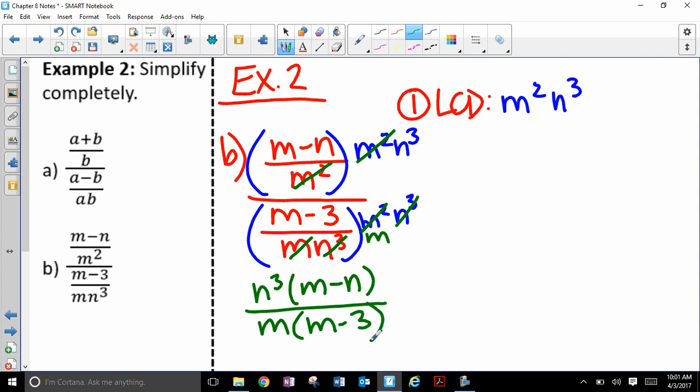Now we have a single fraction. Then we look to see if we can cancel anything, and we cannot. So then this is your final answer. So that's why we reviewed all of the multiplying of monomials and binomials and things like that, so that on this diagonal here, we can cancel some things out and make our fractions simpler.